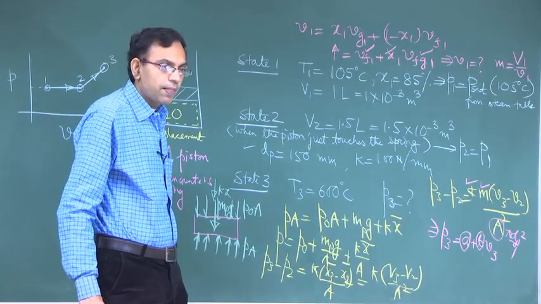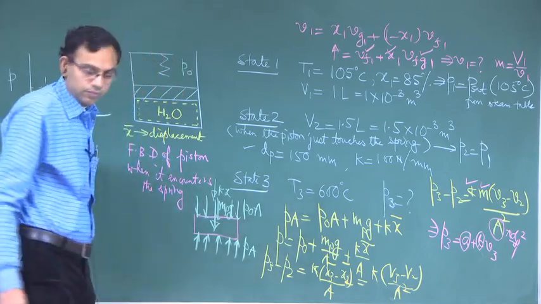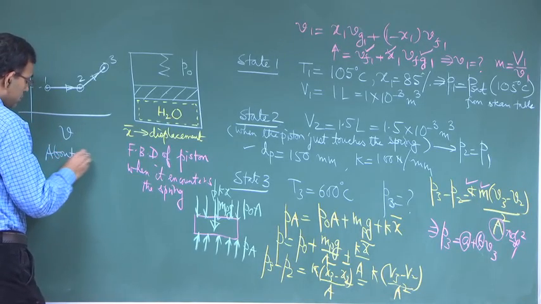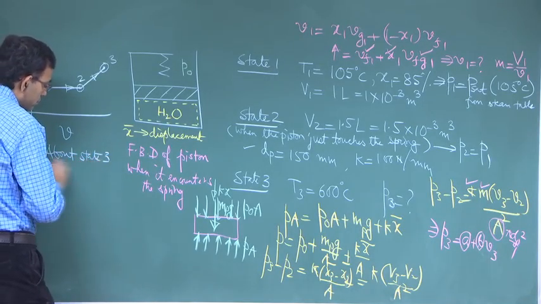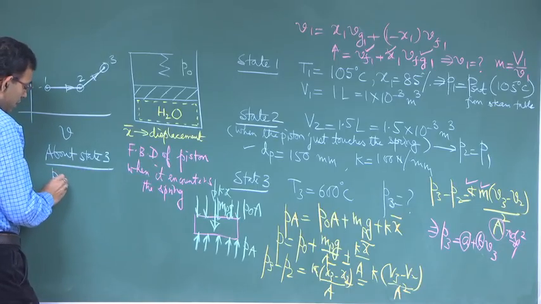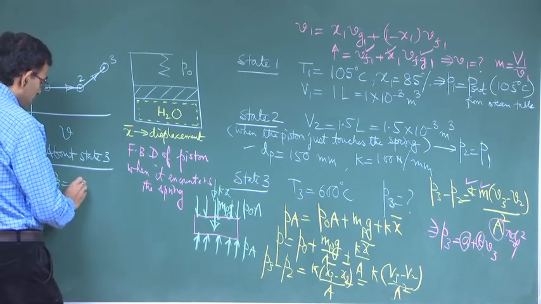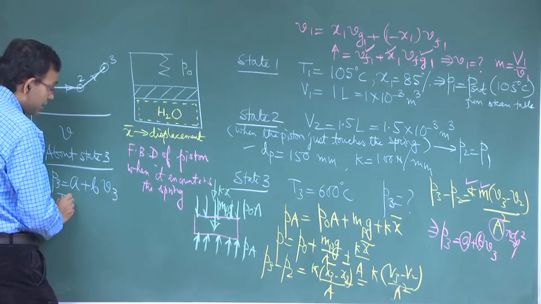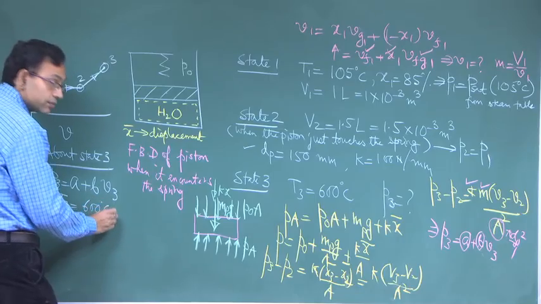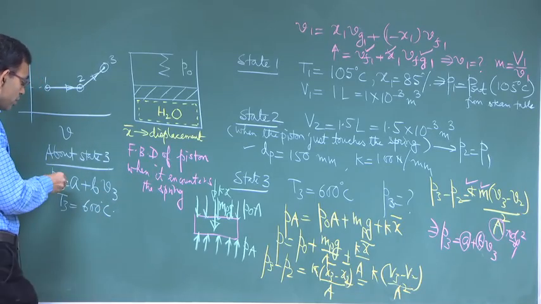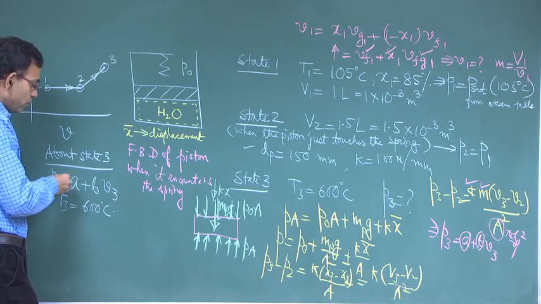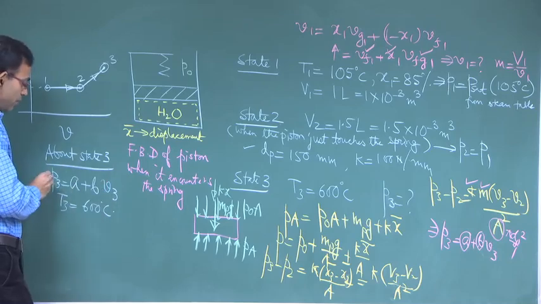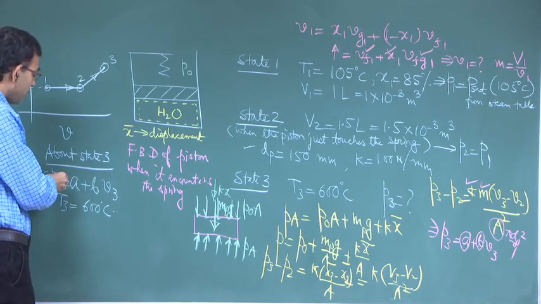So, about state 3 what you know? P3 is equal to A plus B V3 and T3 is equal to 600 degree centigrade. So, you do not know P3 and V3 independently, you know a relationship between P3 and V3. This is a very unique problem. So, from this combination you have to identify what is P3 and T3.